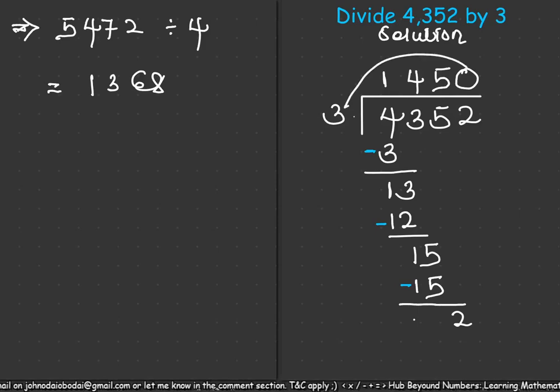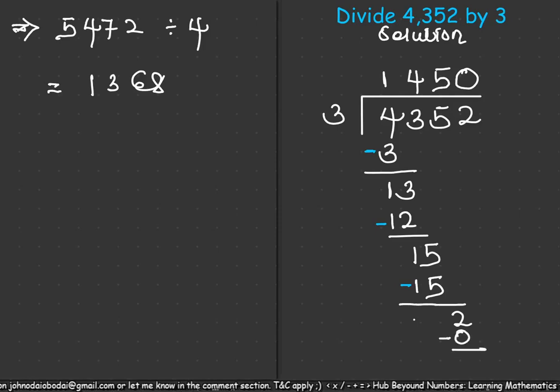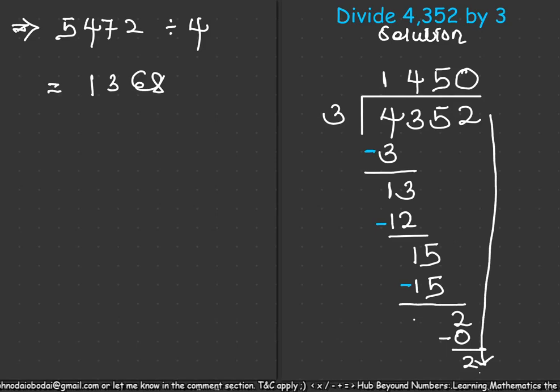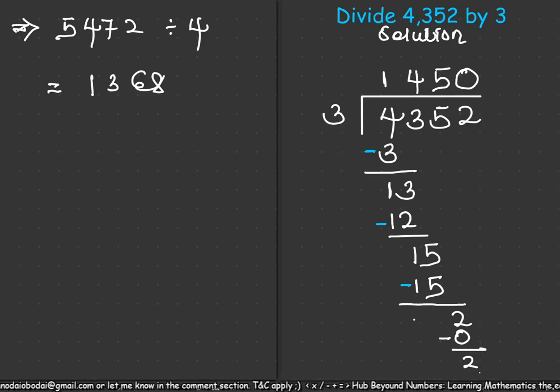Then we now come and do what? Multiply the 0 by the 3. So 0 times 3 gives us what? A 0. And if we subtract now, what do we have? We have a 2. With that, there is no other digit for us to bring down. Since there is no other digit, that ends our division.